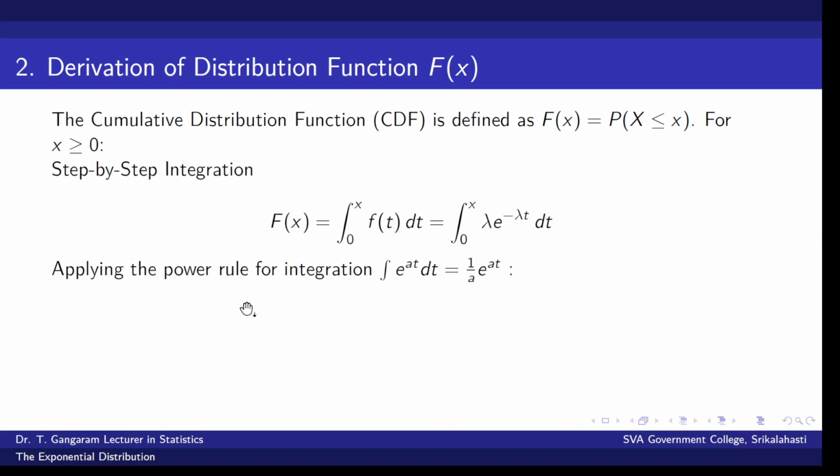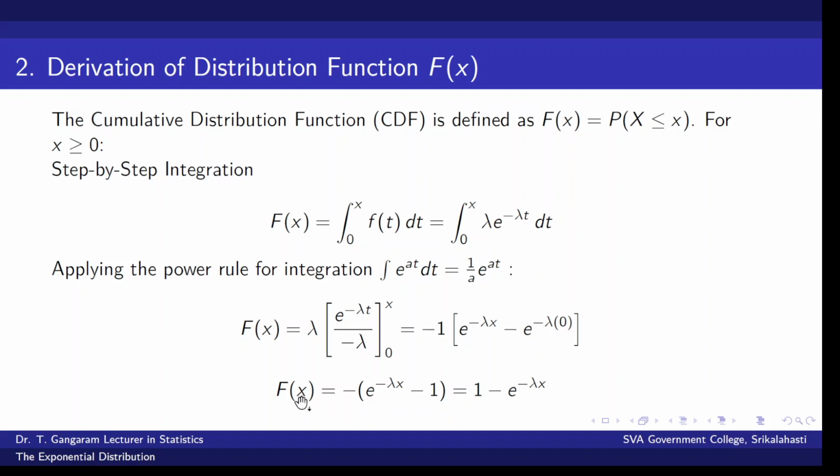Applying the power rule for integration, the integral of e power at is equal to 1 by a, e power at. Since f of x is equal to lambda, lambda comes out, and using this rule we get e power minus lambda t by minus lambda. Lambda gets cancelled, minus 1 remains. This is the upper limit x and this is the lower limit 0.